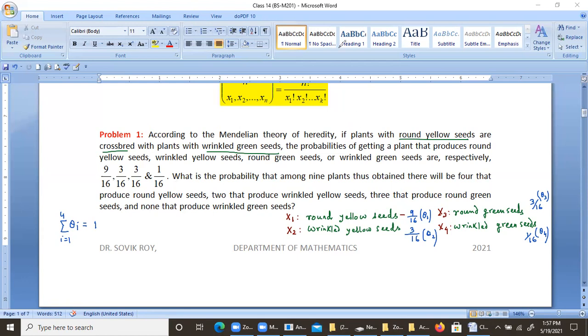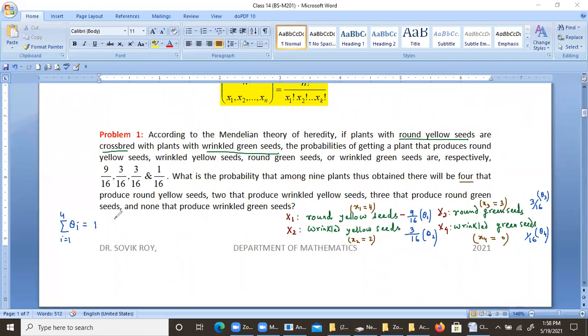What else is given with respect to this problem? It is given that we are supposed to find the probability that there will be 4 that produce round yellow seeds. So some value is associated with that. We may call it X1, which is 4. 2 that produce wrinkled yellow seeds. We call it X2, which has value 2. 3 that produce round green seeds. It is X3, which is 3. And X4 is the variable which is associated with the wrinkled green seeds, having value 0.